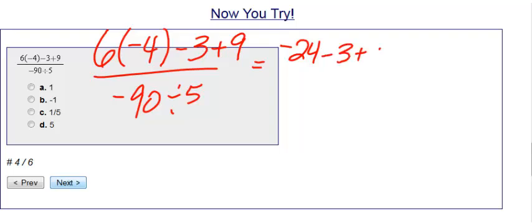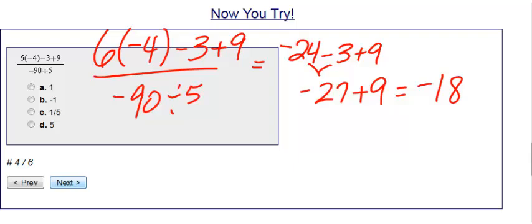Okay, I still have the rest. And then I just do it. All I have left is addition and subtraction, so I go from left to right. Negative 24 minus a 3 is a negative 27. I still have this plus 9. A negative 27 and a positive 9 gives me a negative 18. So that's what I have on the top.